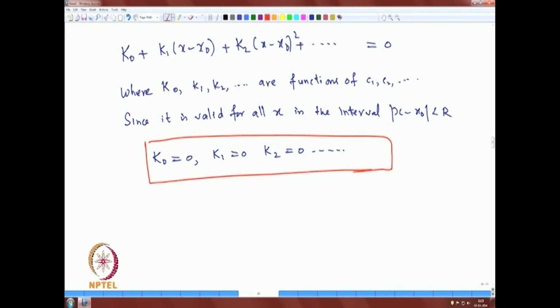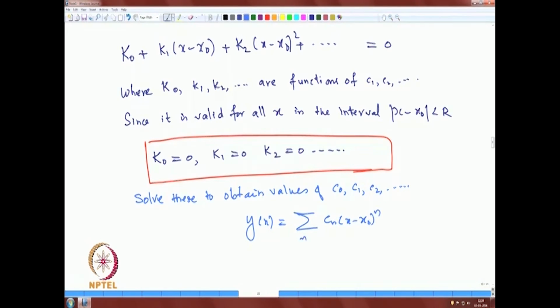If we solve these equations, then we get the values of C0, C1, C2, etc. And once we have C0, C1, C2, etc., we plug them into the series form and we get the series solution, y(x) is equal to summation Cn (x minus x0) to the power n. So, this is the method.